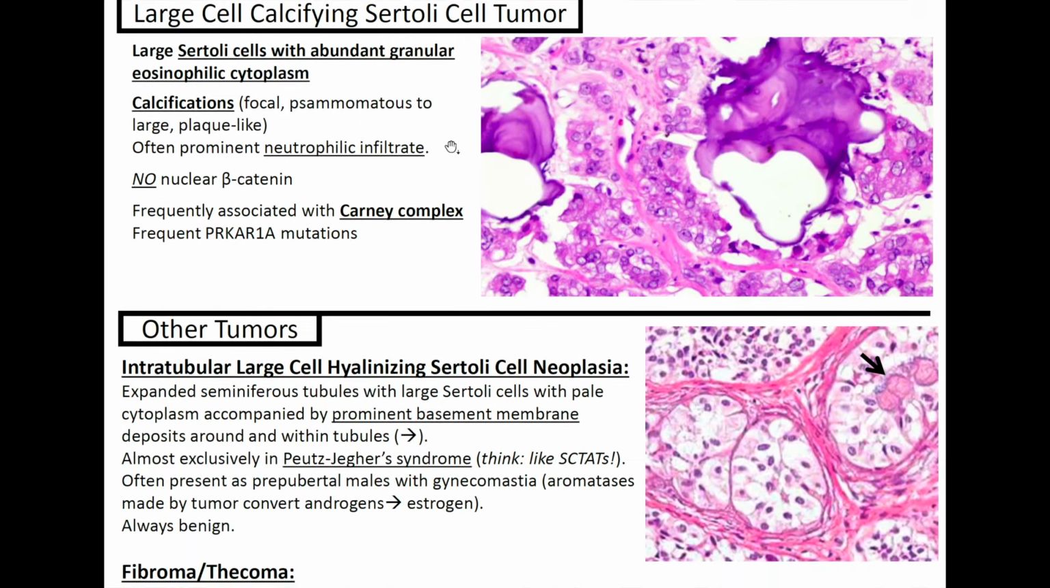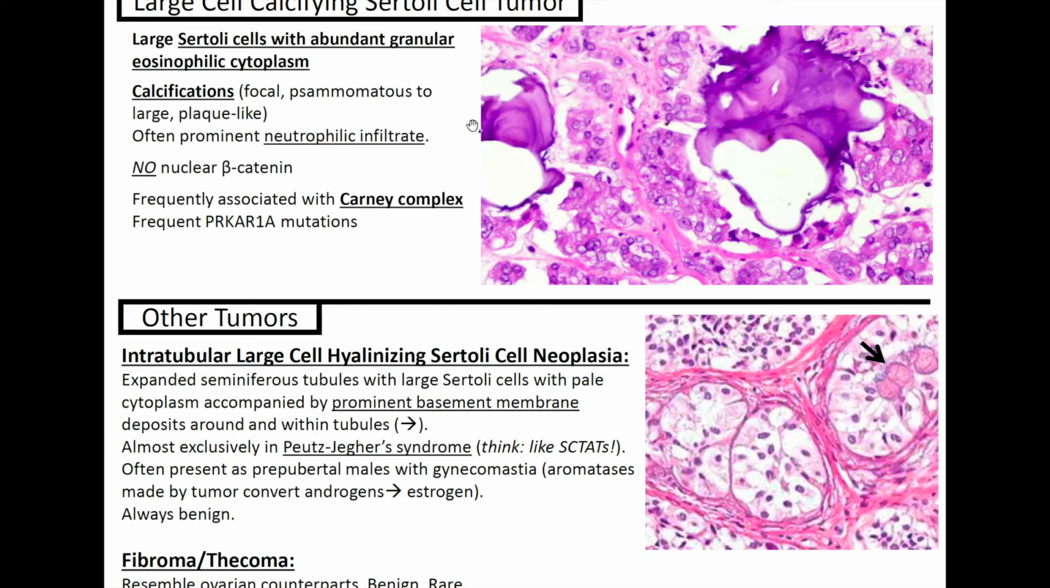All right, next up we've got large cell calcifying Sertoli cell tumor. As the name suggests, you're going to have large Sertoli cells with abundant granular eosinophilic cytoplasm. You may have calcifications, focal, psammomatous to large, plaque-like. There's often going to be a prominent neutrophilic infiltrate, and you're going to have no nuclear beta-catenin. Large cell calcifying Sertoli cell tumors are frequently associated with Carney complex and frequently have a PRKAR1A mutation.